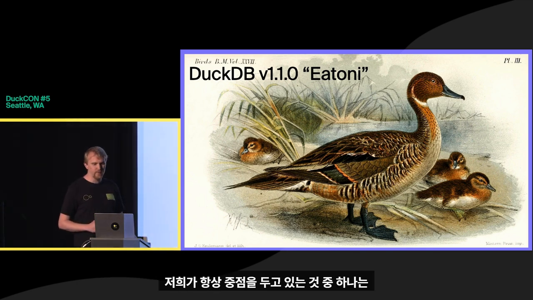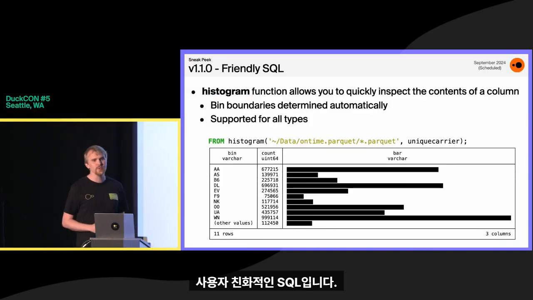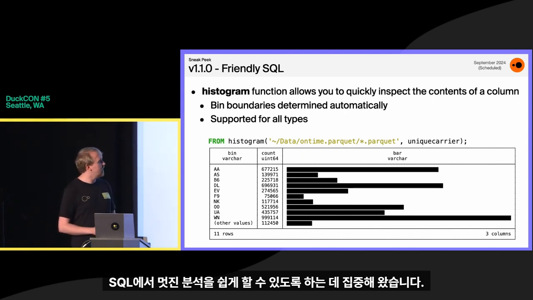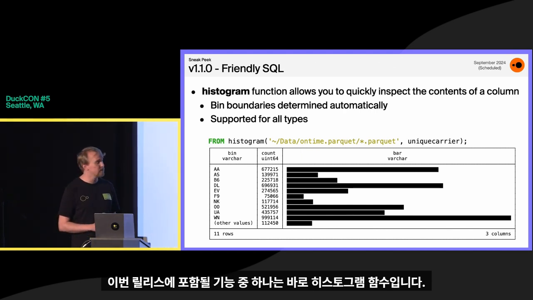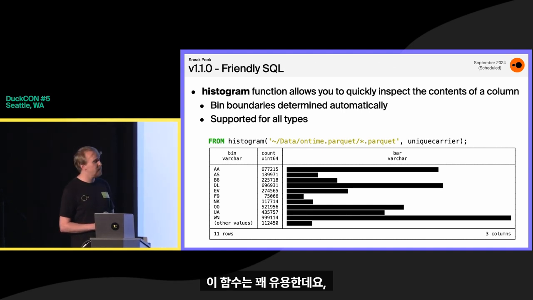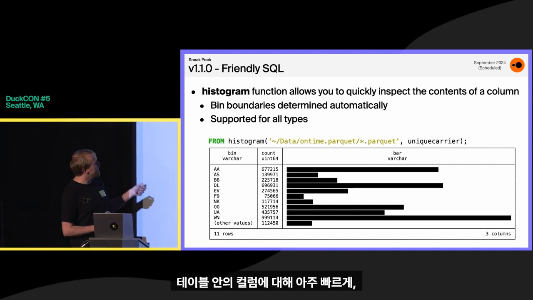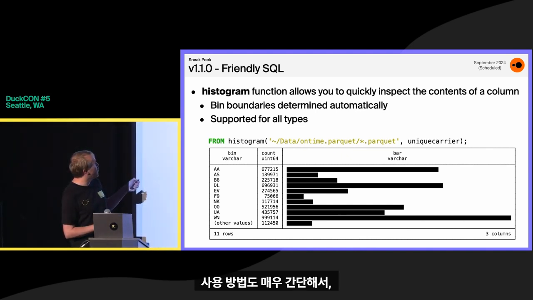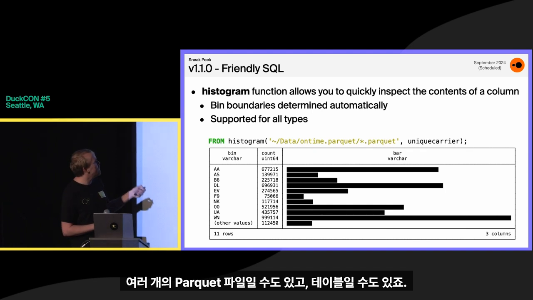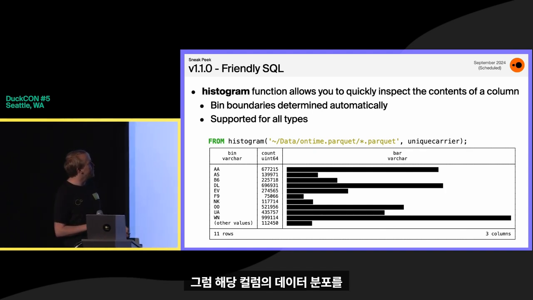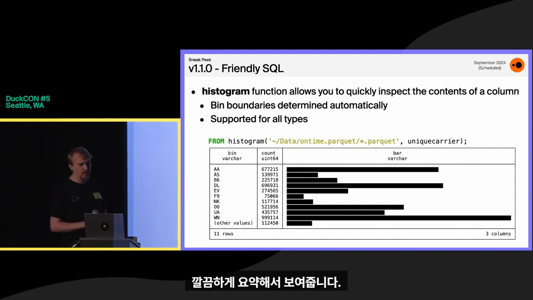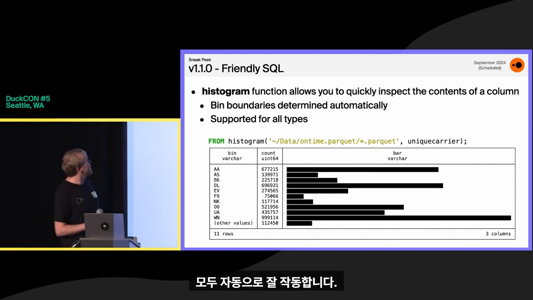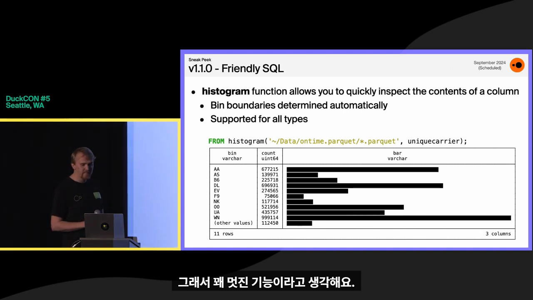So one of the things that we have always been focusing on is friendly SQL, making it easy to do cool stuff or nice analytics in SQL. One of the things that will be included in this release is the histogram function. This function is quite neat because it allows you to very quickly get, as the name says, a histogram of a column from within a table. And it's very easy to use. You just point it at a bunch of Parquet files, or a table, and it gives you a nice little overview of the data distribution within your column. You can use that for any type, any table. It all works automatically. And yeah, I think that's pretty neat.